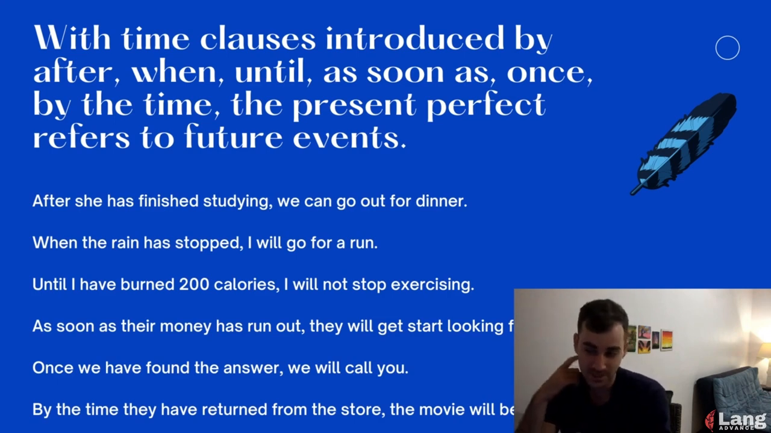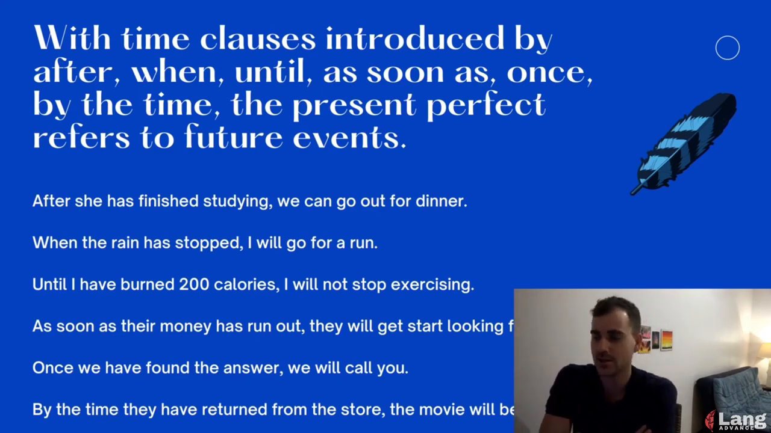After she has finished studying, we can go out for dinner. The time clause is introduced by after, and the present perfect, she has finished studying, is referring to a future event. So she has not finished studying yet. After she has finished studying, we can go out. When the rain has stopped, I will go for a run. I will go for a run in the future, when the rain has stopped.